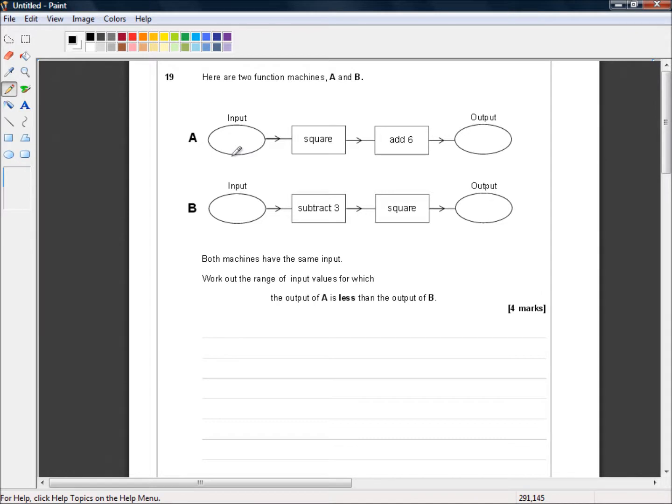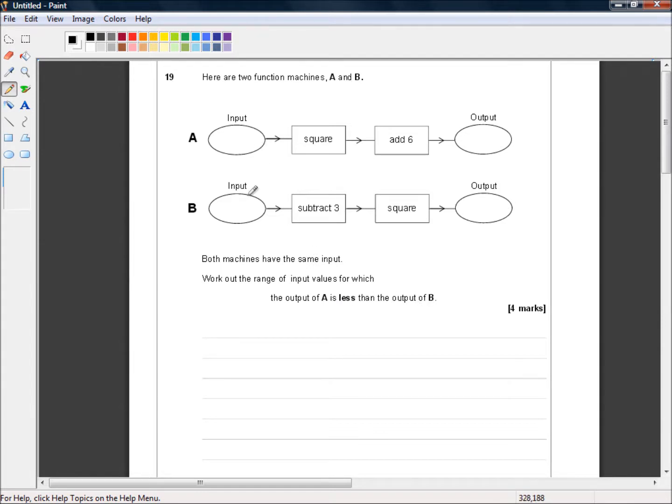This is the third paper in the higher tier of the new style GCSEs, 8300/3H, and we're picking up in question 19. It says here are two function machines, A and B. Both machines have the same input. Work out the range of input values for which the output of A is less than the output of B.